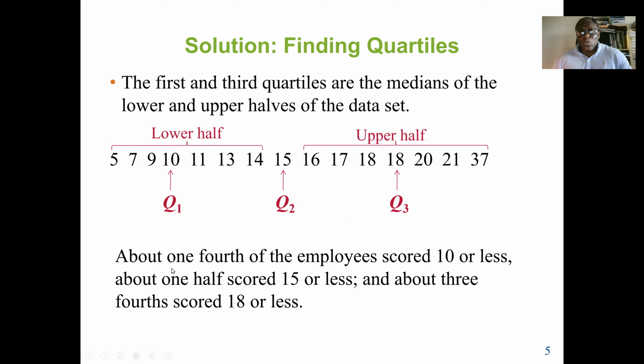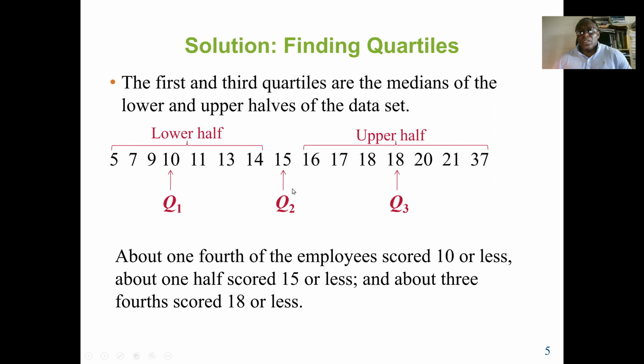So here we say about 1/4 of the employees scored 10 or less, which is Q1, 25%, 1/4. And about half scored 15 or less, so half is in the middle. Then we say 75% of the employees scored 18 or less. So this is our Q1, Q2, Q3. The reason why we use this method is because our count is 15, an odd number, so the middle value is always only 1.